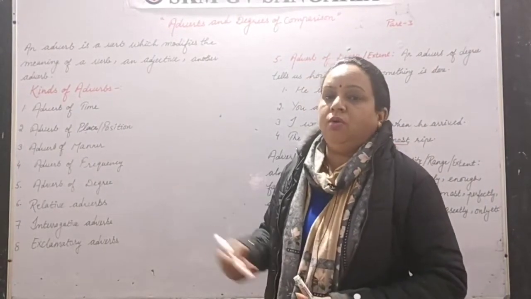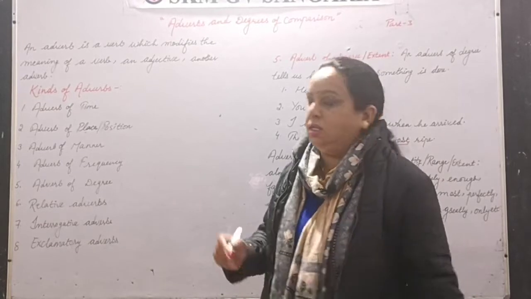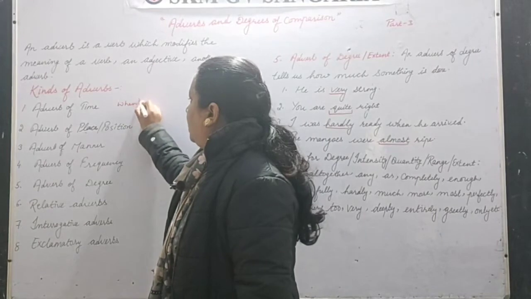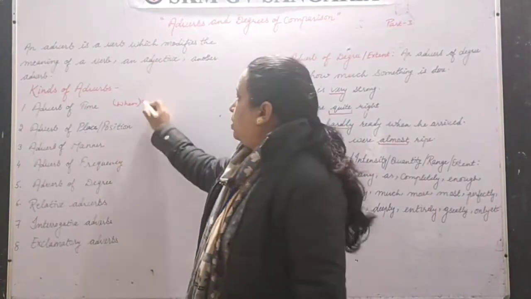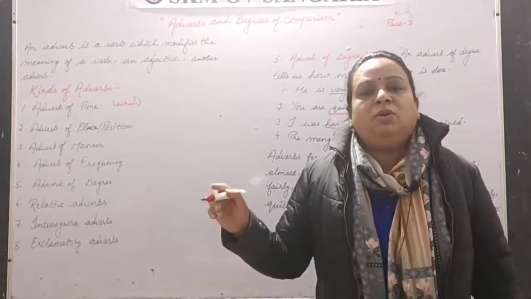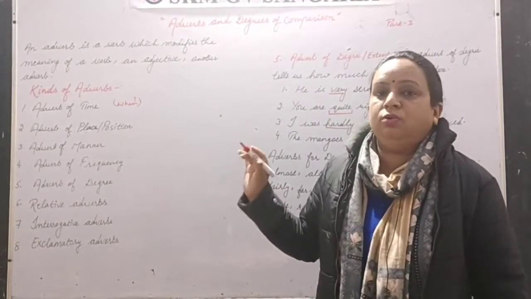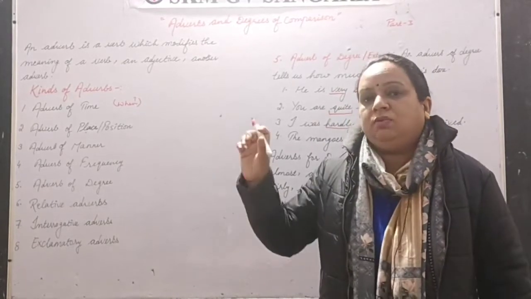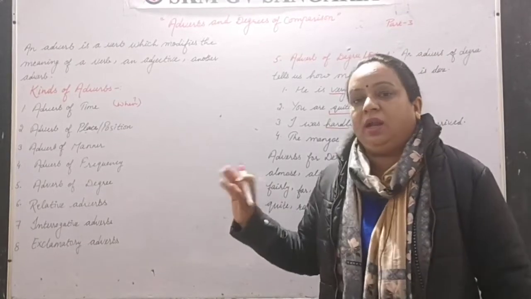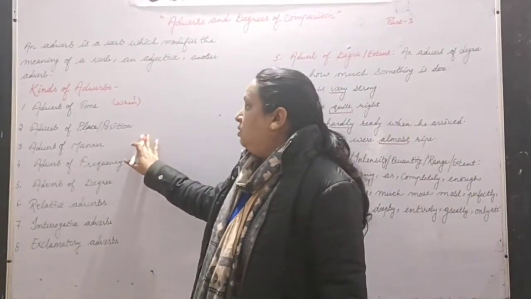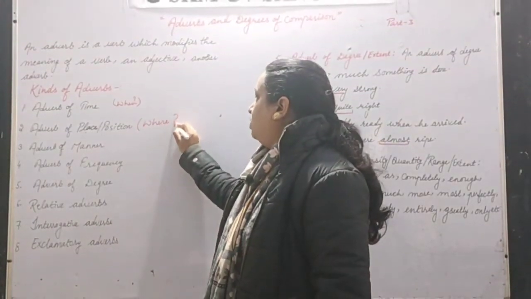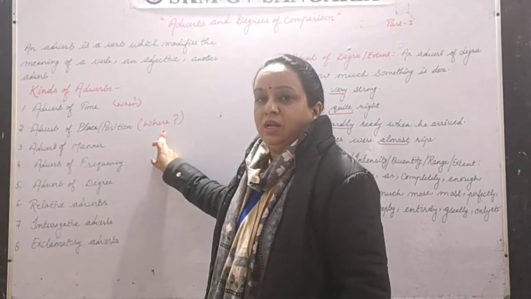When I told you how to find an adverb of time in a sentence, I told you to make a question with the word when, W-H-E-N. Then you will come to know whether it is working as an adverb of time or something else. If you are able to frame the question with when and the answer to that when is given in the sentence, you will get the adverb of time. Next is adverb of place or position. Here we will frame a question with where, W-H-E-R-E.